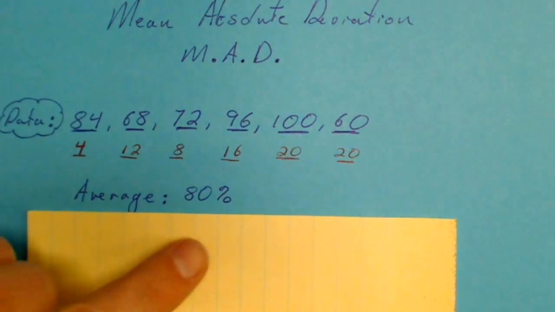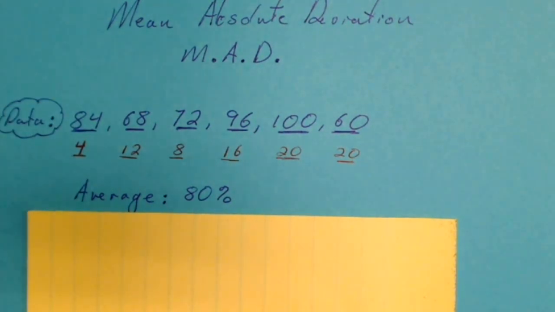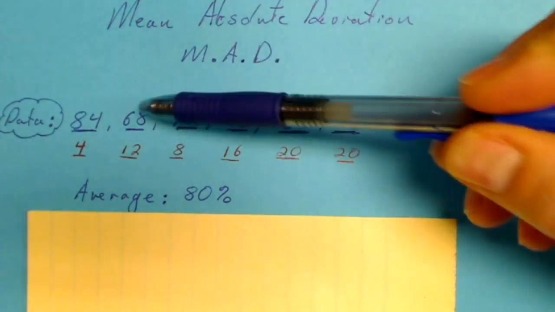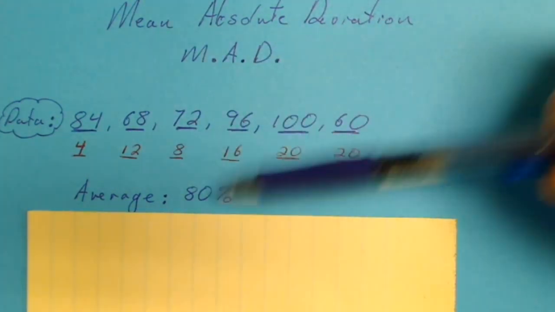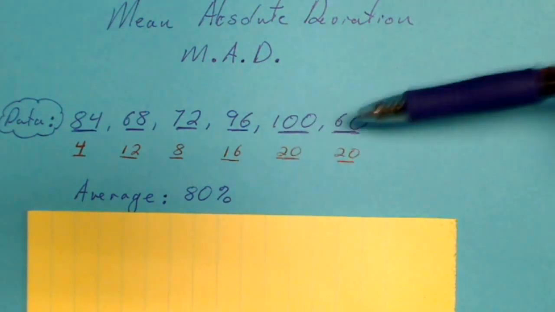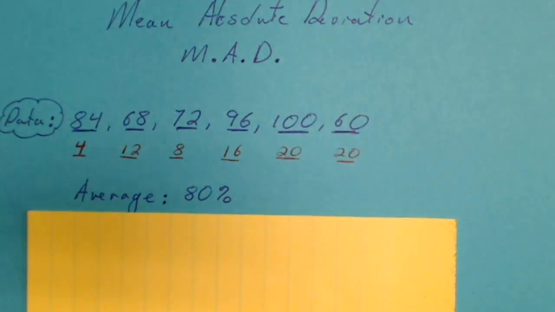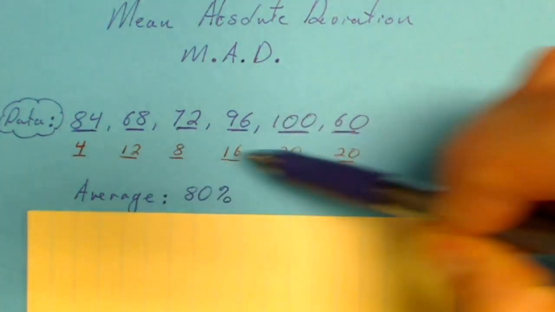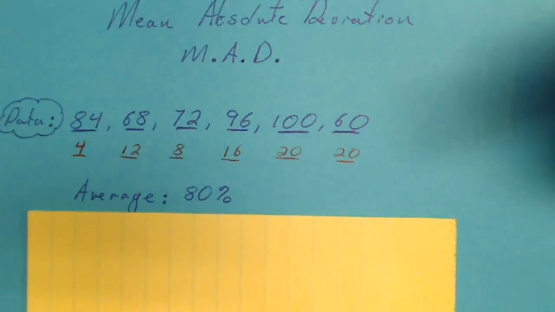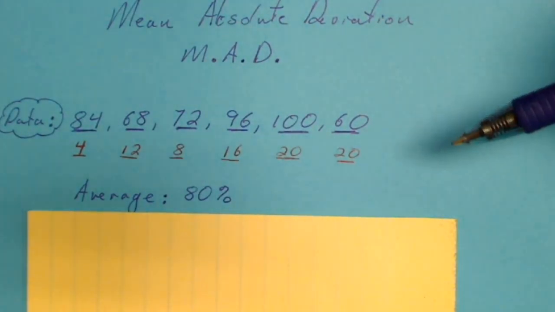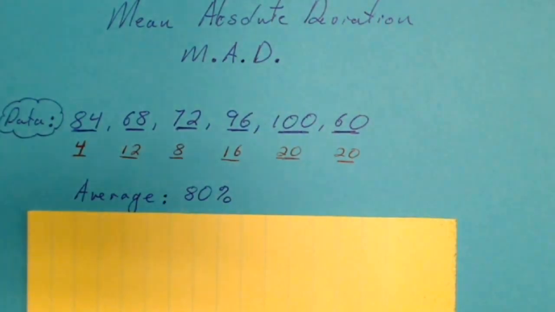So 84 minus my average of 80 is 4. 68 minus 80, 12. 72 minus 80, 8. 96 minus 80, 16. 100 minus 80, 20. And 60 minus 80, 20. So now we're going to add all of these numbers up, all of the differences between the average and our original data, and then we're going to find the average of those. And what that number will tell us is how far our numbers are deviating from the average.